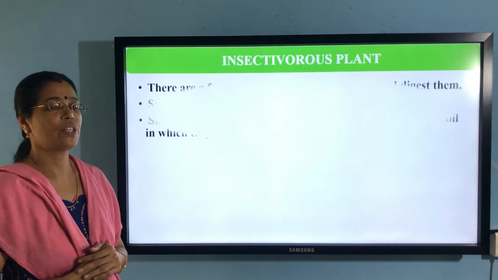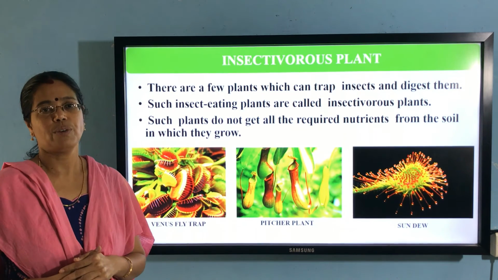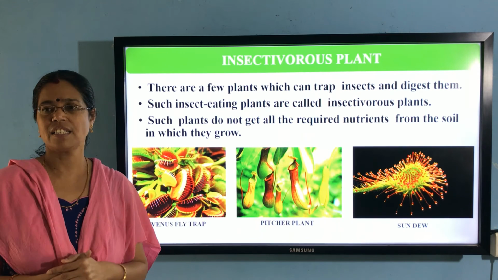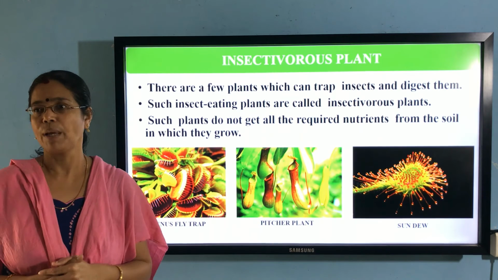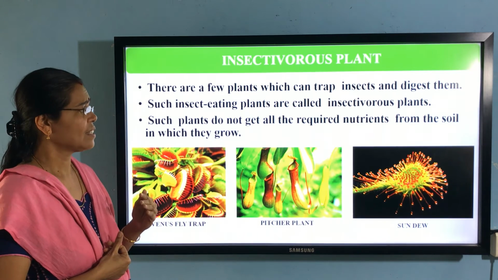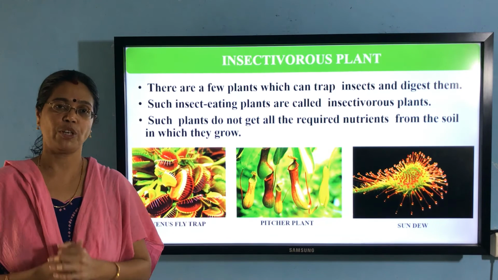The next type of nutrition is known as insectivorous plant. In this nutrition, the plant feeds on animals and digests the animal and gets some type of nutrients from it. This plant grows in places where it does not get some types of nutrients.